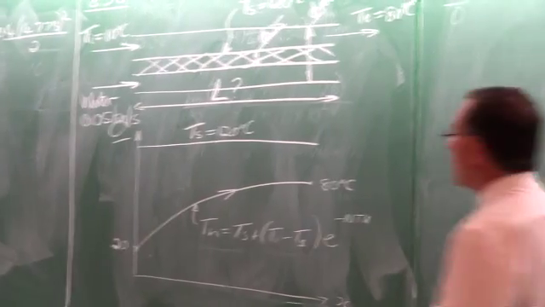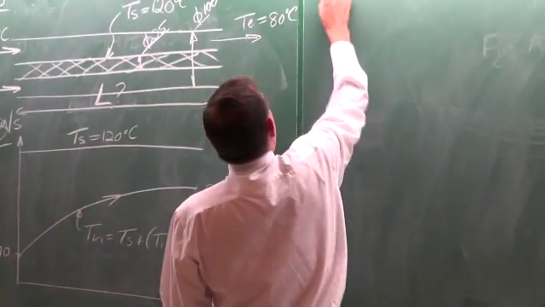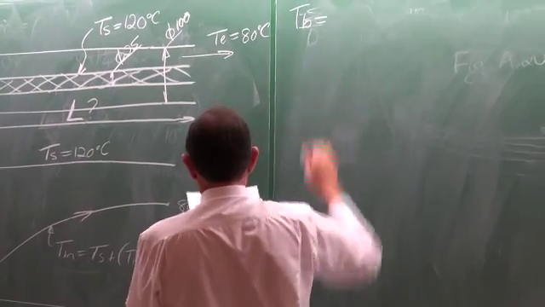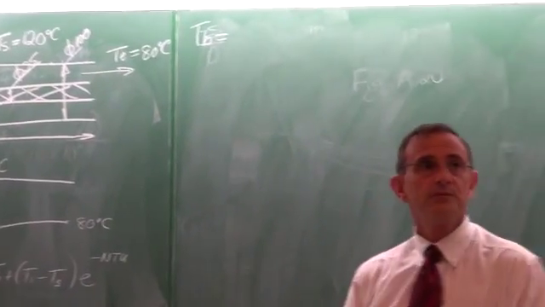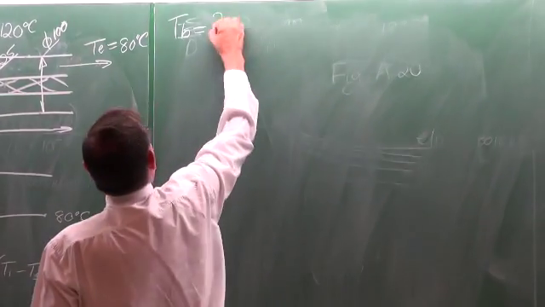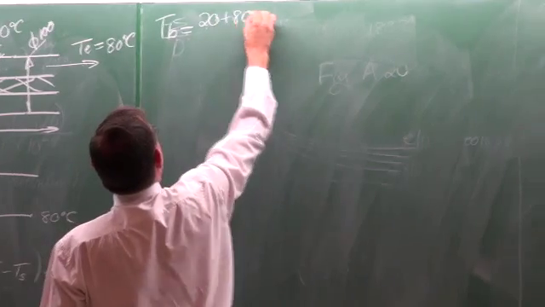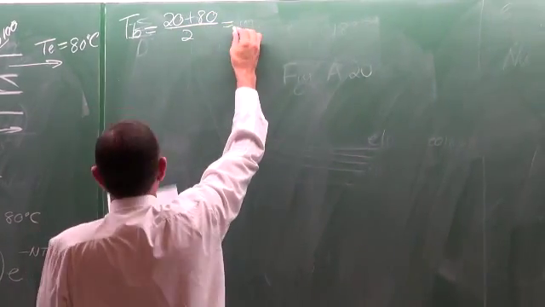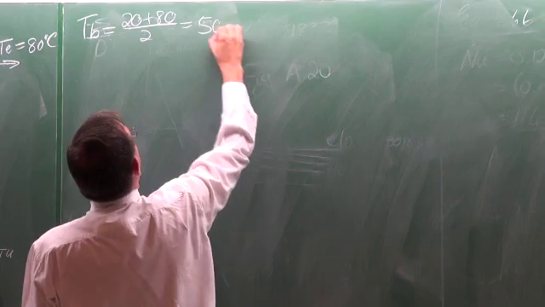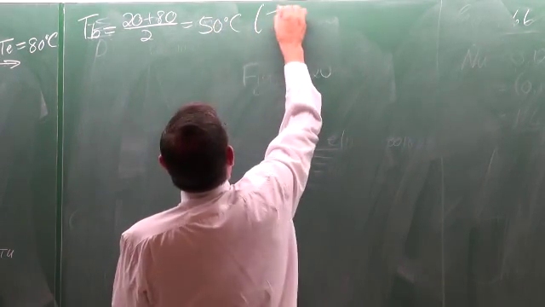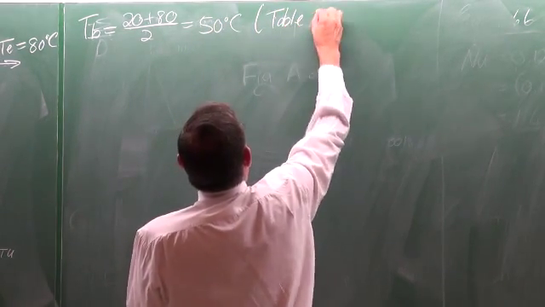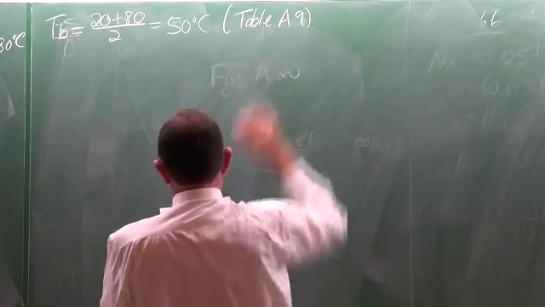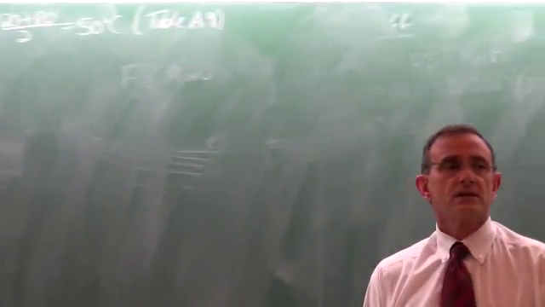Okay, in terms of properties, a good bulk temperature would be the inlet temperature plus the outlet temperature divided by 2, which is equal to 50 degrees Celsius. And according to table 8.9, we can get all the properties.